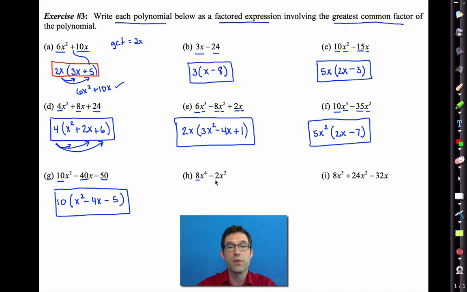Let's take a look at this one. We've got 8 and 2. Let's pull a 2 out. X to the fourth, x squared. That will be x squared, right? What do I have to multiply 2 by to get 8? 4. What do I have to multiply x squared by to get x to the fourth? That will be x squared. What do I have to multiply 2 by to get 2? Well, that's 1. So what do I have to multiply x squared by to get x squared? Well, 1. And that's it.